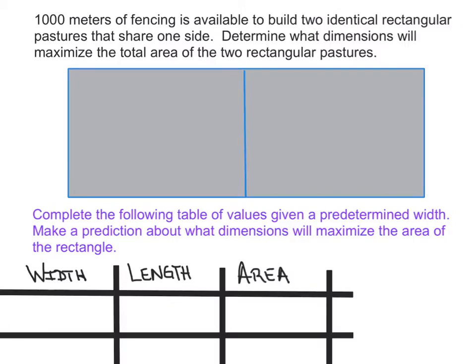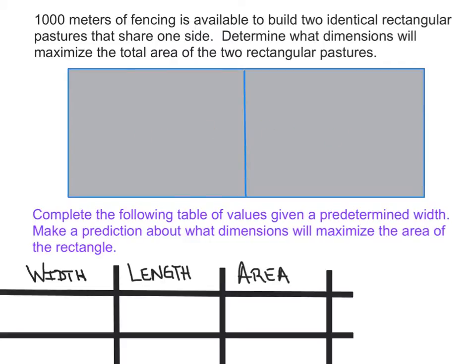Alright, we're going to experiment with one more problem here with a fixed perimeter. Our fixed perimeter in this case is 1,000 meters. We've got 1,000 meters of fencing to build two identical rectangular pastures that are adjacent to one another. In other words, they're side by side. They share this side right here. Determine what dimensions will maximize the total area of the two rectangles combined.